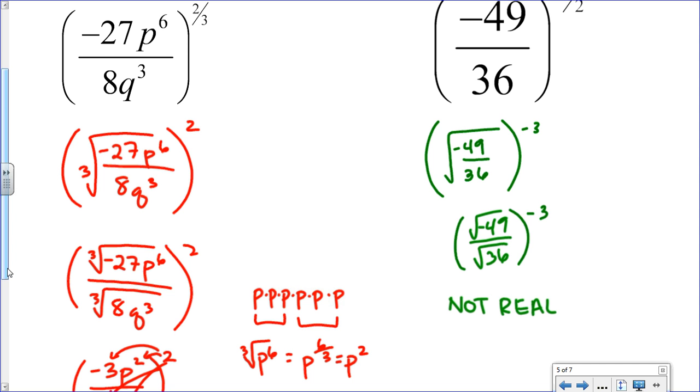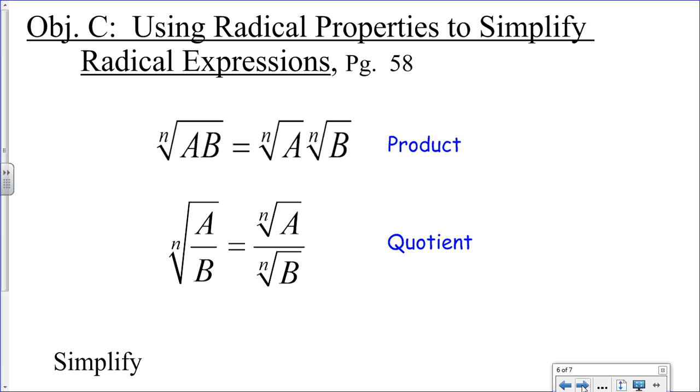Okay? All right, this is talking about multiplying and dividing.